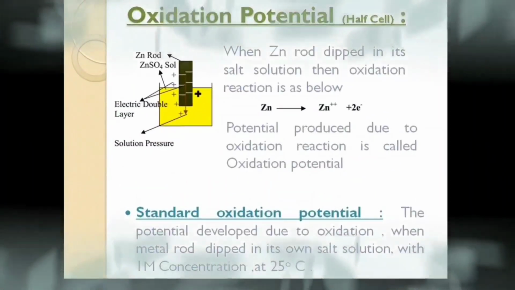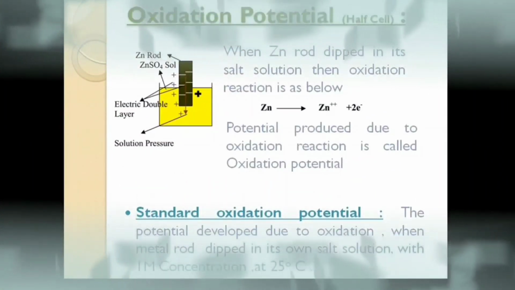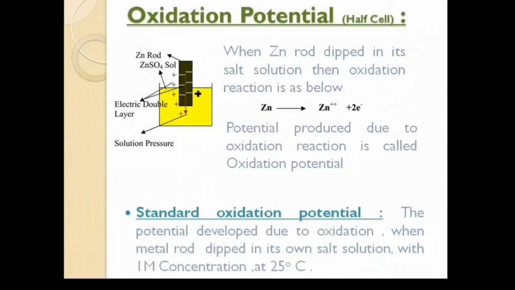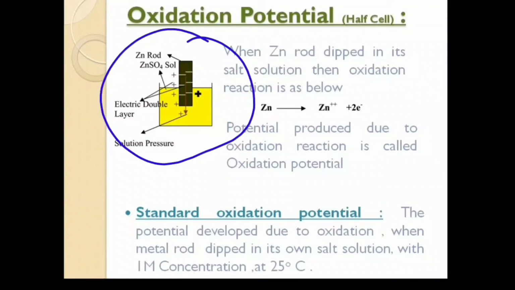Now let us discuss oxidation potential and reduction potential for a half cell. As you know, whenever a metal rod is deep in its salt solution, then it is known as half cell. For example, if a zinc rod is deep in ZnSO4 solution, then it is known as half cell. About half cell we already discussed in part 1 of electrochemistry. Now this is a half cell in which a zinc rod is deep in ZnSO4 solution.